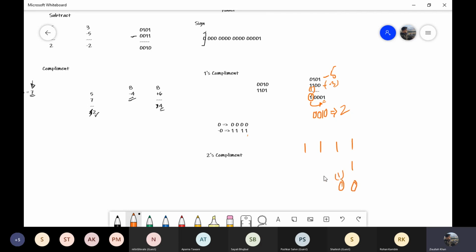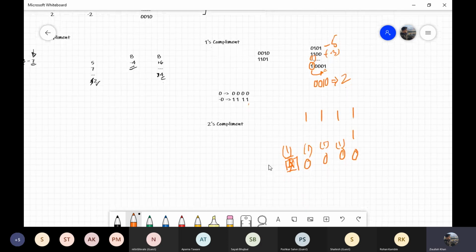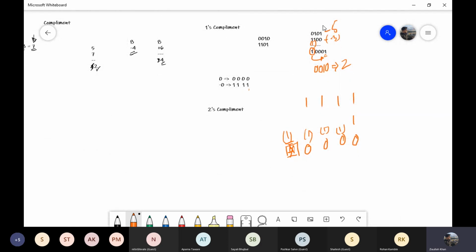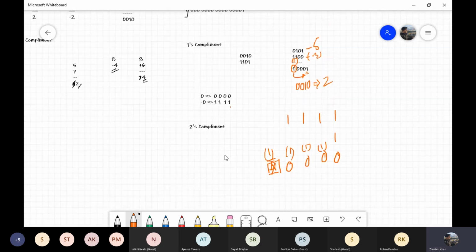1 plus 1 is 10. It's going to generate a carry again. 1 plus 1 is 0. It's going to generate a carry again. Another 0. And then 2's complement says that you ignore this carry bit here. Right? So it's going to be a 1 here, but then you ignore this. And the 2's complement of 0 is also all zeros.